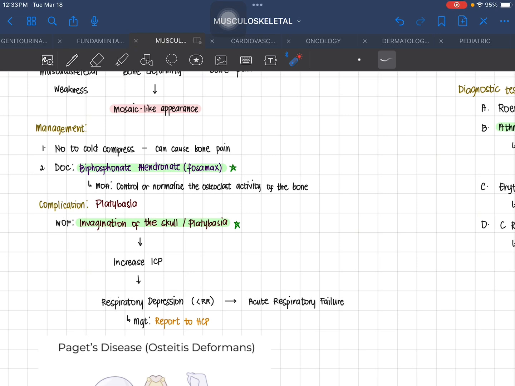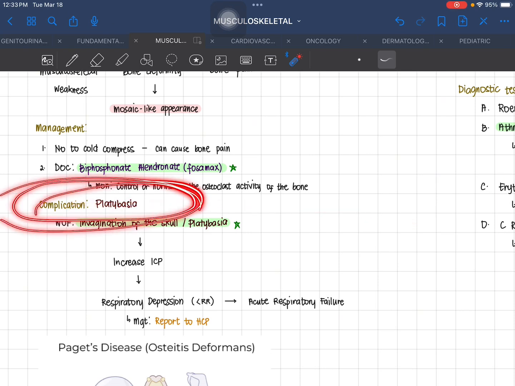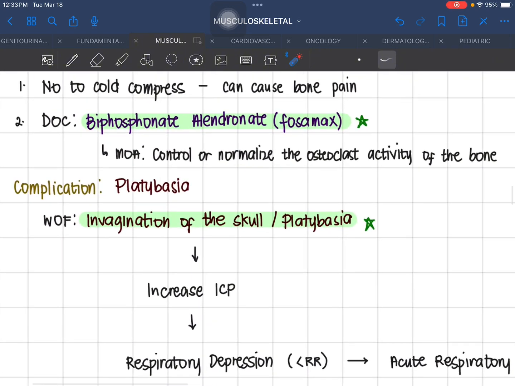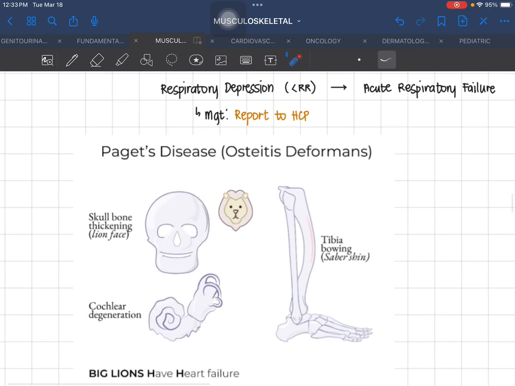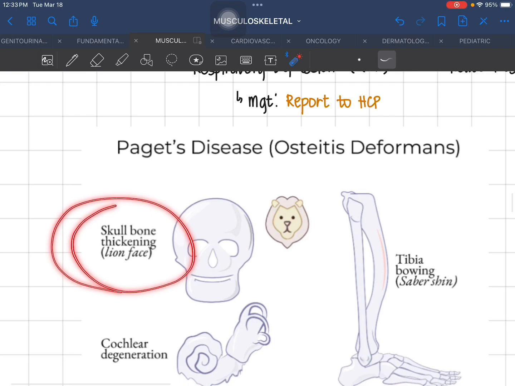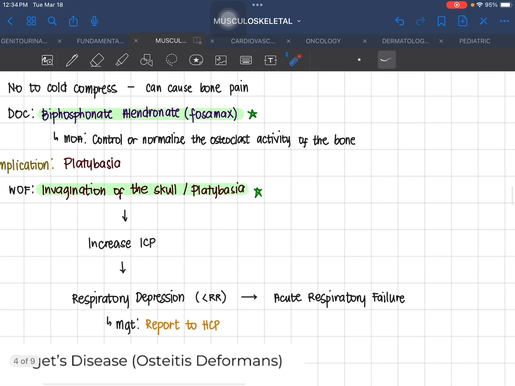Again, tatandaan na bawal ang cold compress sa Paget's disease, and the drug of choice is bisphosphonate alendronate o Fosamax. Complication, ito common siya na lumalabas complications sa Paget's disease is invagination of the skull o platybasia. Ito nga, nakikita natin yung skull bone thickening o tinatawag nila na lion face. And invagination of the skull o platybasia.